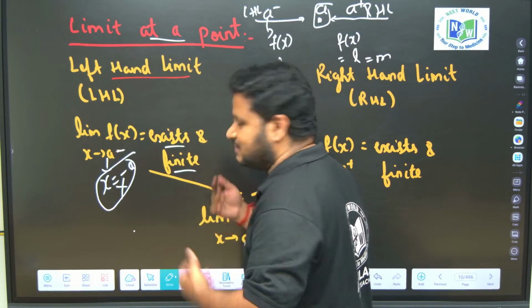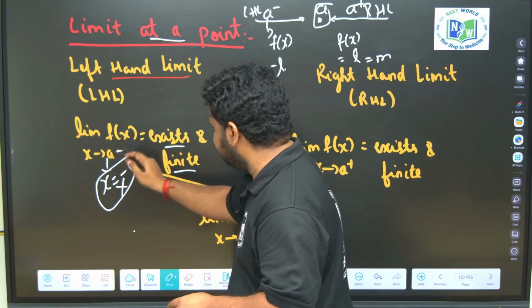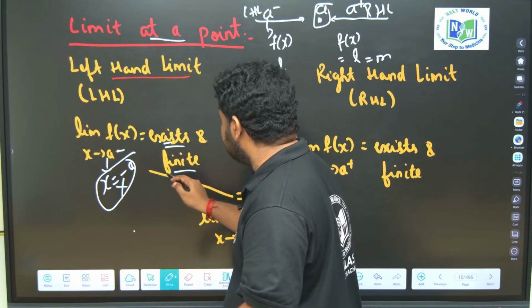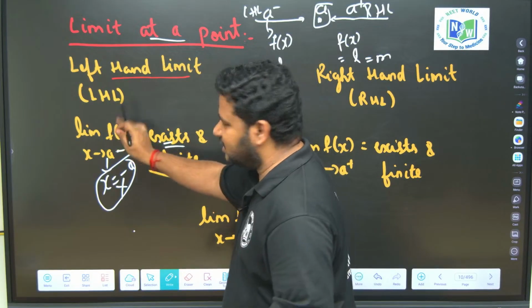Finite value means some value. It should not be infinity. Limit f of x as x tends to a minus exists means what? You are moving to meet your friend and you are able to go up to some point. That is a finite value. So we say that the left-handed limit is there.